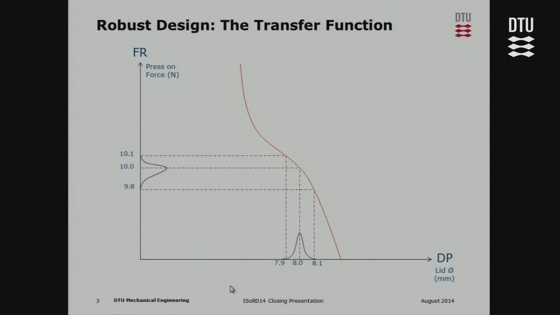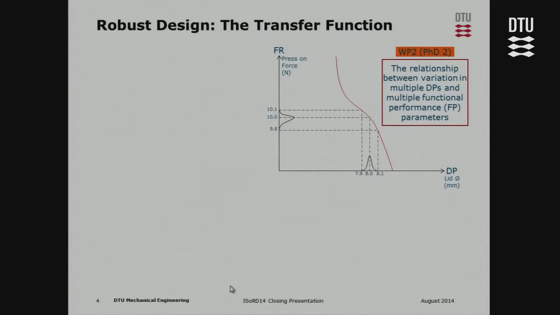And to describe that, we can set up a basic transfer function where we have the design parameter of the pen lid here and a nominal value, and the function requirement of the press-on force, and of course there's some kind of transfer function between the two and the variation.